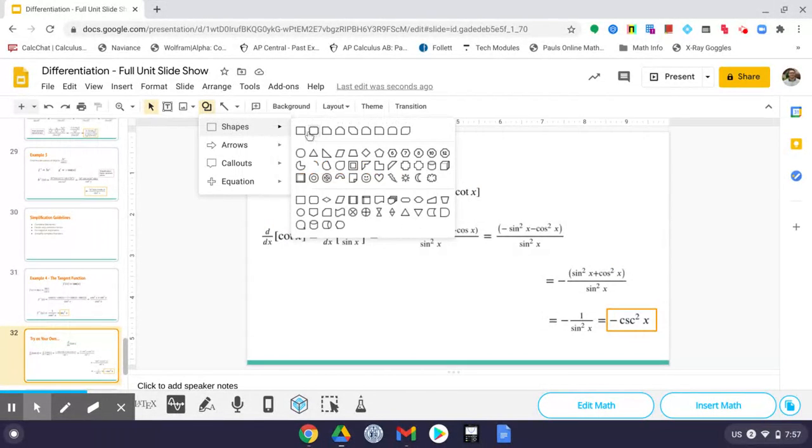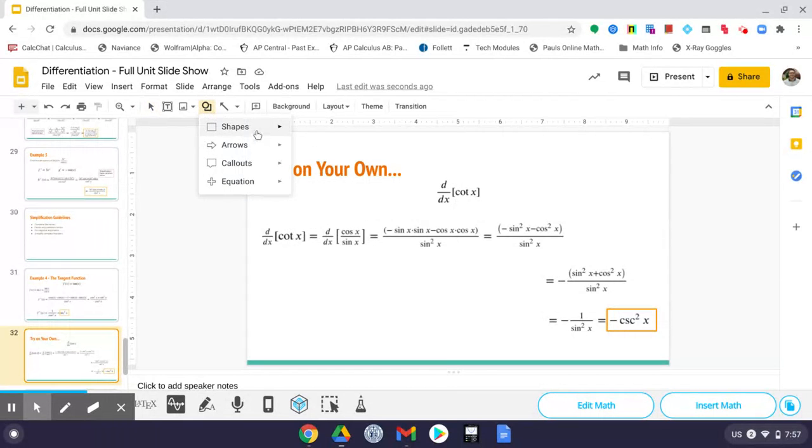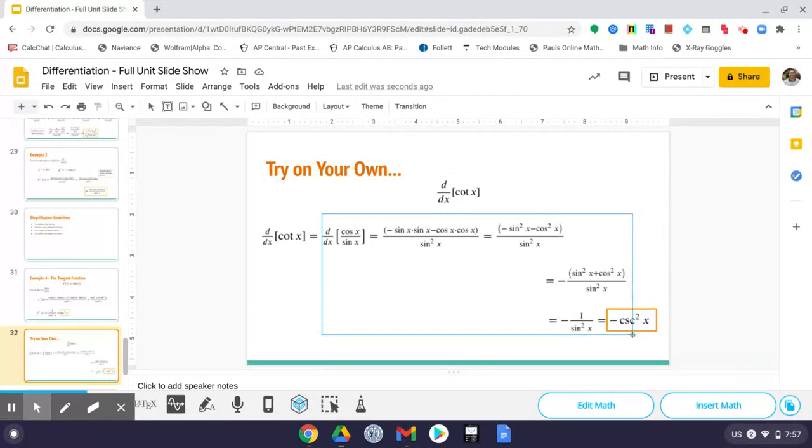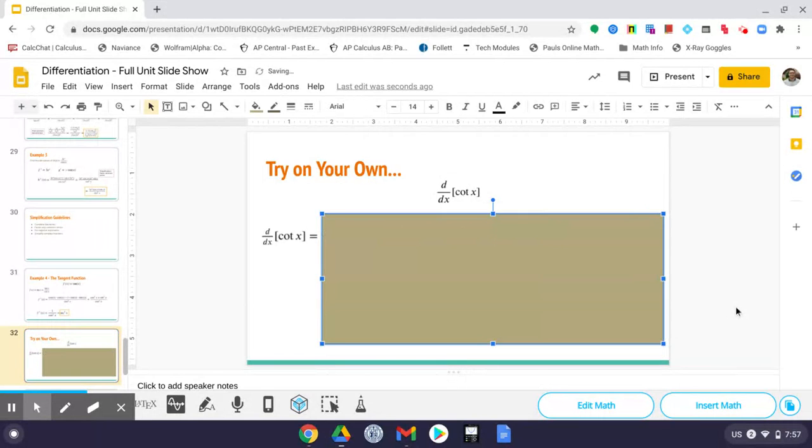Okay, I meant to cover this up, but that's okay. What I want you to do is pause the video at this point and see if you can get to the derivative of cotangent using the exact same method that we just did for tangent. So take a minute, pause the video, see if you can simplify cotangent into its ratio of sine and cosine, and then move through the quotient rule in order to get to the derivative of cotangent.